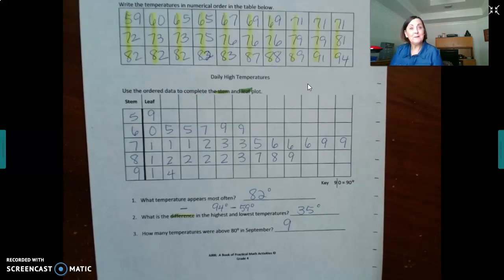And remember your place value. Your stems are your greater place values. Your leaves are always going to be your smallest or least place value position.